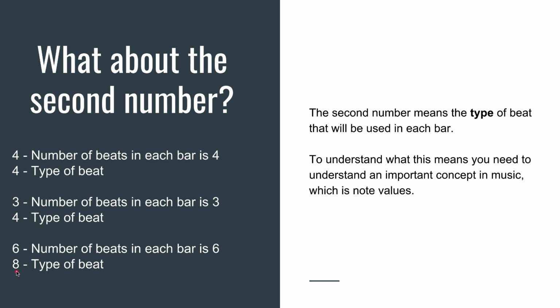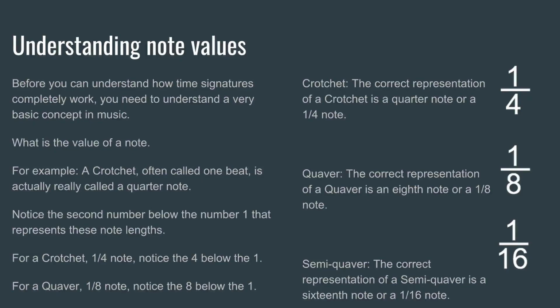But to understand what that bottom number means, we need to know what our different types of note values are. Let's look at note values. Before we can understand how time signatures completely work, you need to understand a very basic concept in music. What is the value of a note? For example, a crotchet, often called one beat, is actually really a quarter note, or 1 over 4. So that's our quarter note.